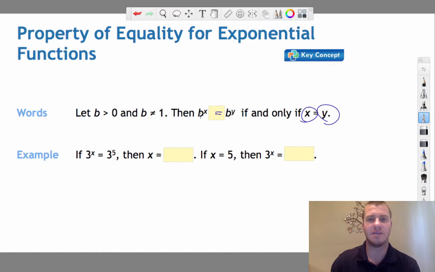It makes sense. These two values are the same, so if you raise it to something on one side of the equation, it's got to be raised to the same thing on the other side. So for something like this, 3 raised to the x is equal to 3 raised to the fifth. Well, that has to mean that x is equal to 5. So if x is equal to 5, then 3 raised to the x is equal to 3 raised to the fifth. It works both ways because of this if and only if scenario that you used quite heavily in geometry.